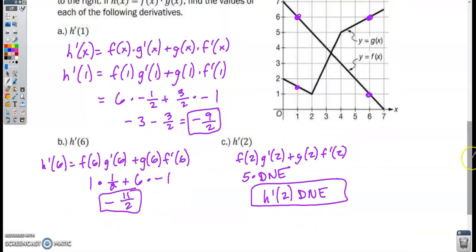All right, that's all we have time for, and that is the end of our lesson on the product rule. Please join me next time when we get into section 9 on the quotient rule.